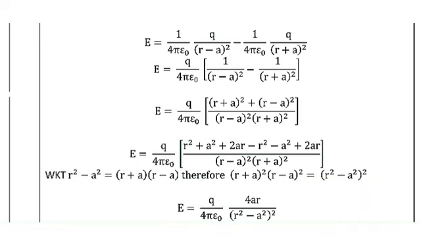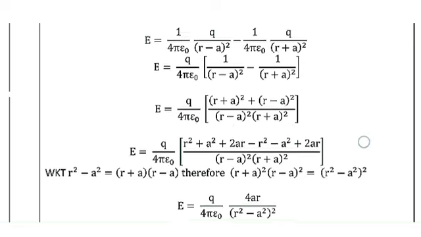Next we can use the formulas here. In place of (R plus A) whole square we can use the (a plus b) whole square formula. In place of (R minus A) whole square we can use the (a minus b) whole square formula. And below we have (R minus A) whole square into (R plus A) whole square. But we know that a square minus b square is equal to (a plus b) into (a minus b). So (R plus A) into (R minus A) is equal to R square minus A square. But we have here whole square, so I'll write that as (R square minus A square) whole square.